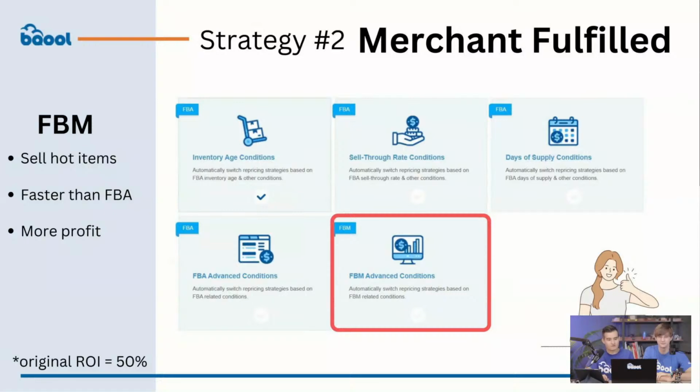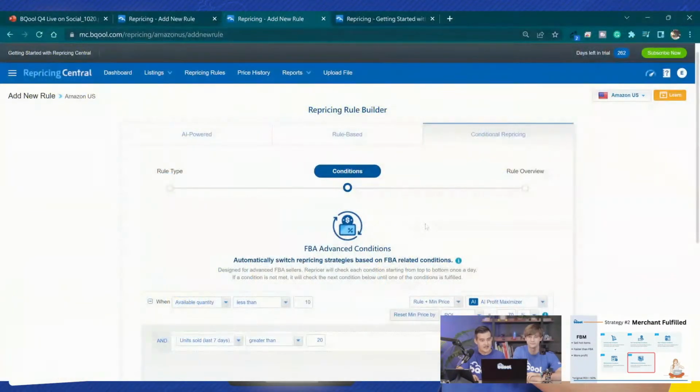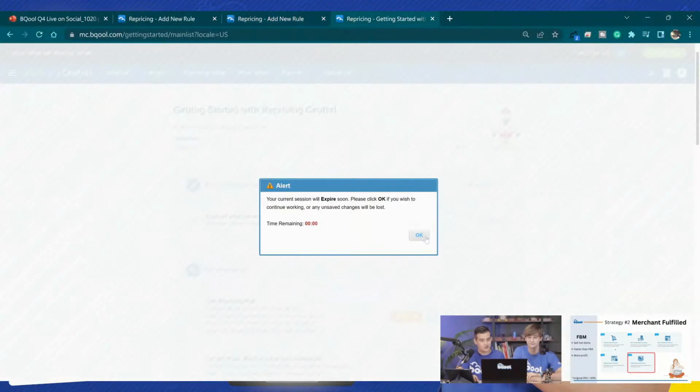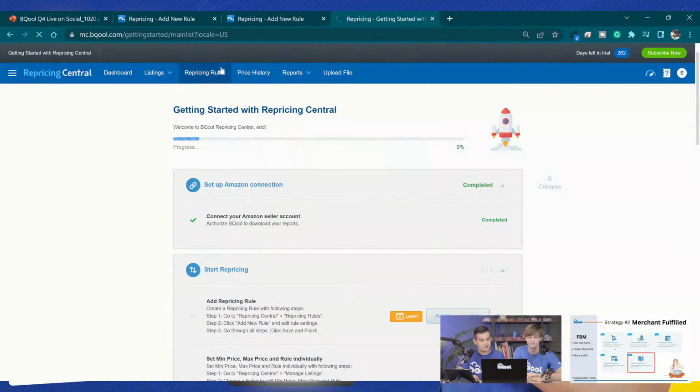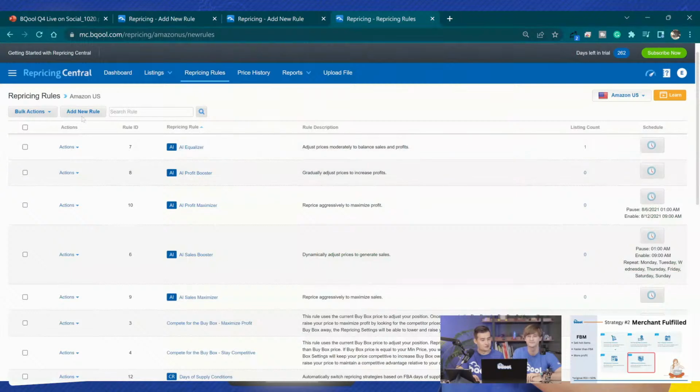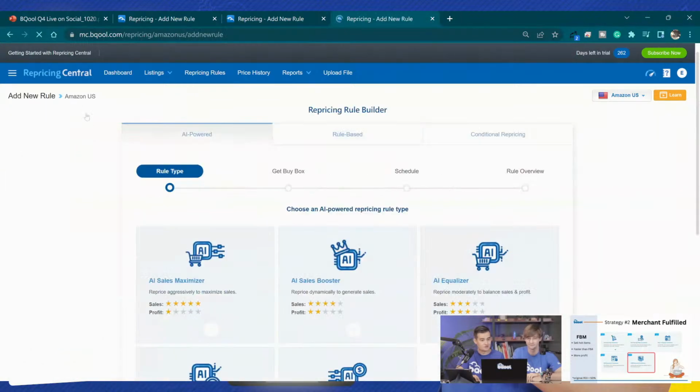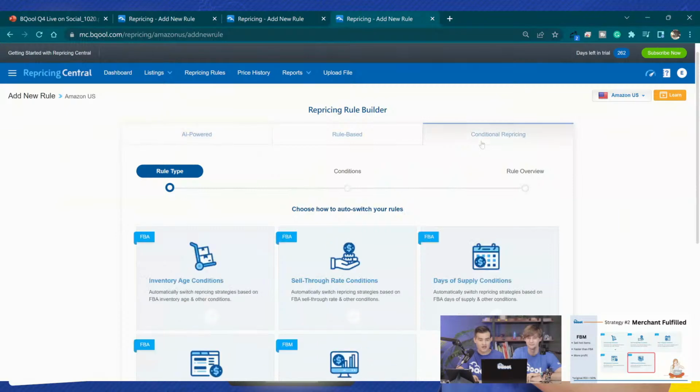Now, let me share with you how our conditional repricing works for FBM. Again, I'm going to go back into our repricer. Here I'm in our repricer again, and I'm going to create a new rule. I'm going to repricing rules, and now I'm going to click on add new rule after this loads. And so I click on add new rule, and I'm going to the third tab here for conditional repricing.